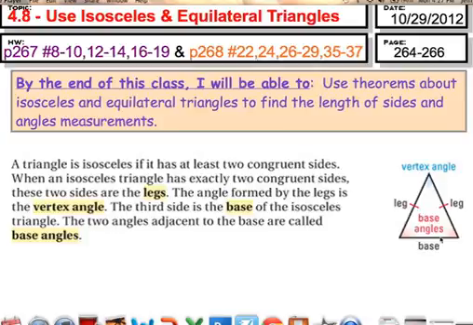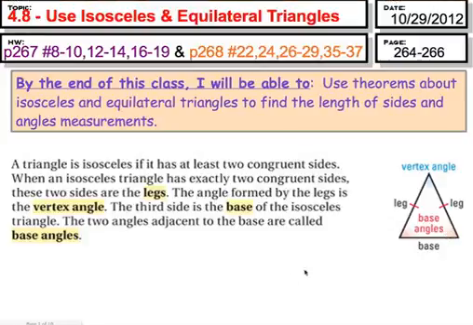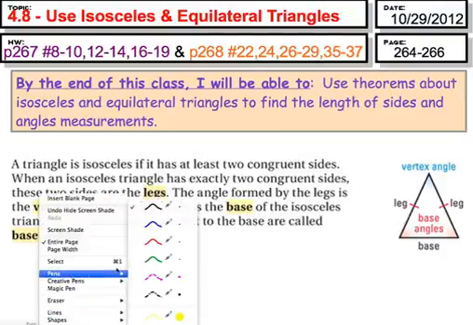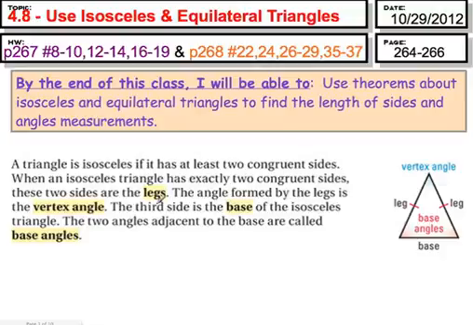The bottom is going to be called the base, and so these two angles here at the bottom, right here and right here, are going to be called the base angles. As we look at this, these are some of the vocabulary words that we'll need to glean from this unit. So again, there's legs, there's vertex angle, base angles, and the base.